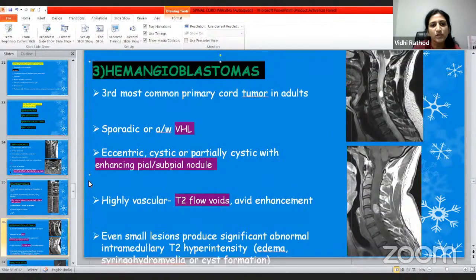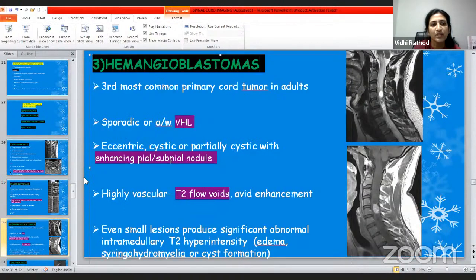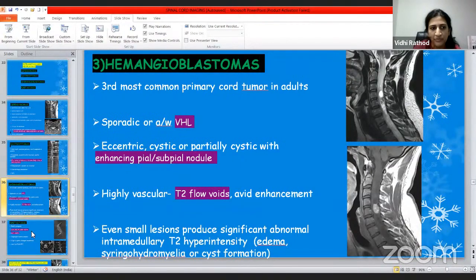Third is hemangioblastomas. They are the third most common primary cord tumor in adults. They can be sporadic or they can be associated with von Hippel-Lindau syndrome. They are eccentric. They have two components, cystic or partially cystic, with an enhancing neural nodule. They are highly vascular, that's why they have flow voids and show avid post-contrast enhancement. The thing about hemangioblastomas is that even small lesions produce a significant amount of abnormal intramedullary T2 hyperintensity.